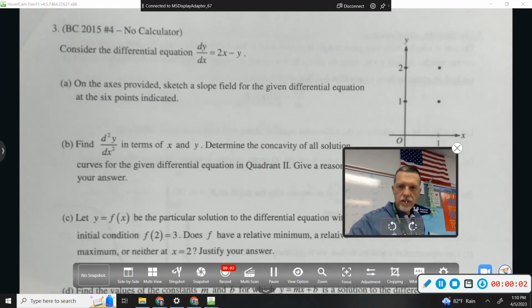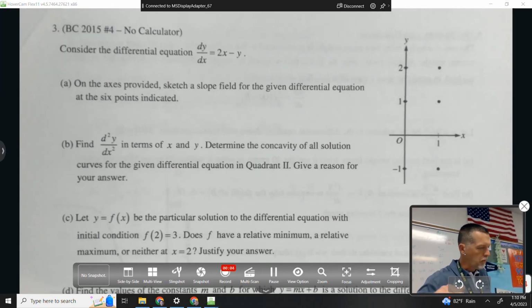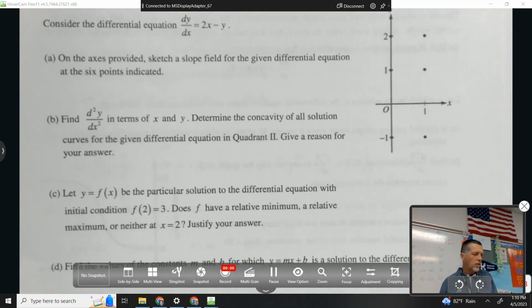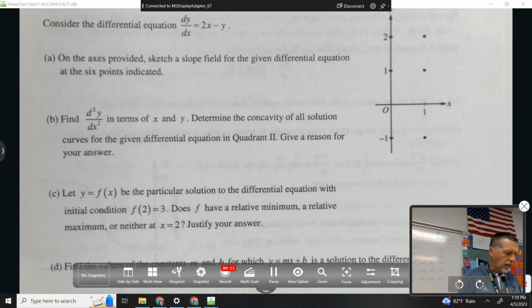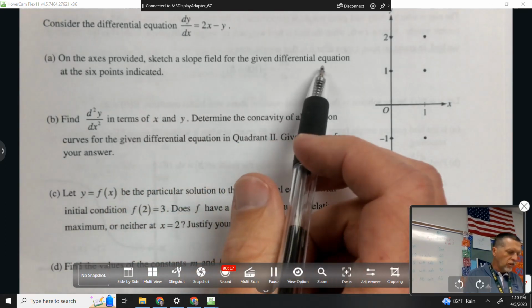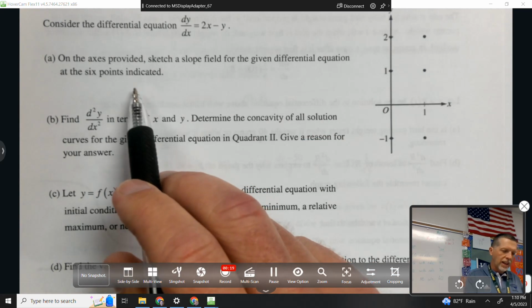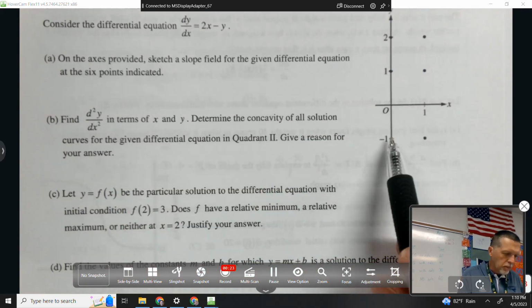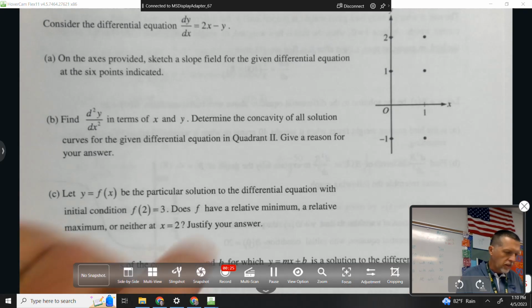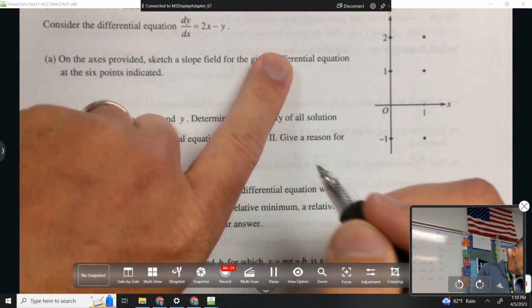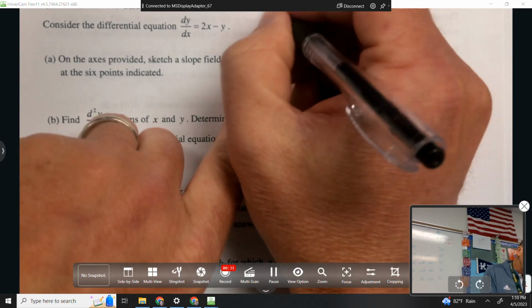So this is topic 5, question number 3. Consider the differential equation dy/dx equals 2x minus y. They give us axes provided. Sketch a slope field for the given differential equation at the 6 points indicated. So not on the x-axis, but all the other 6 points. So let's see. We just got to go point by point and figure them out.